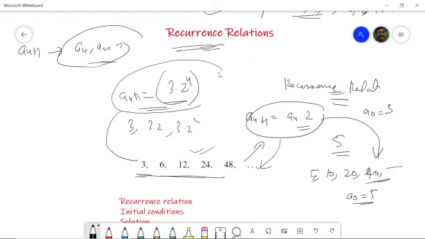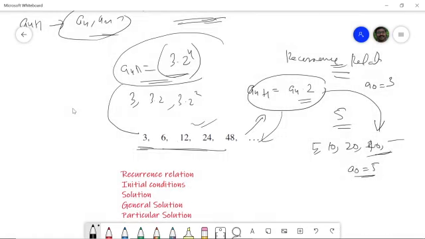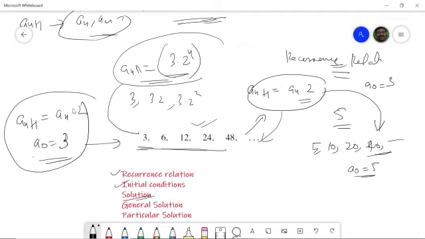Now I hope you understand what a recurrence relation is and what an initial condition is. Now, what do we mean by a solution? In problems you will be given recurrence relations like a_(n+1) = a_n times 2, and they will tell you that a_0 = 3. The solution of this is basically the sequence 3, 6, 12, 24, etc., or the general form of the sequence, which is 3 times 2 raised to n.